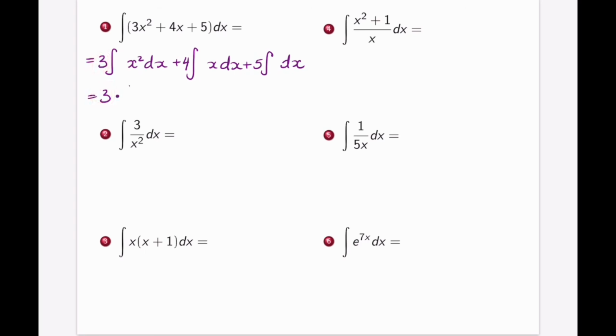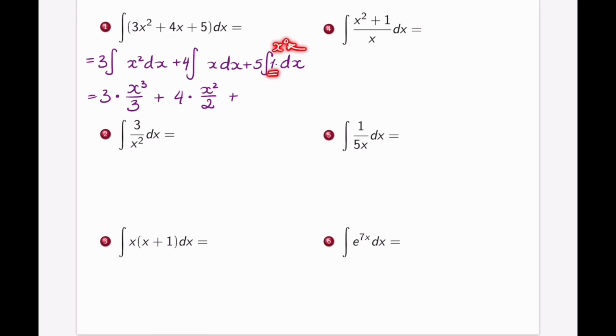So for the antiderivative, I add 1 to the power and I divide by that same number. Plus 4. Now this is also a power rule, and the power here is 1. I add 1 to that number, so it's 2, and divide by that same power. Plus, and what do we have here? Well, there seemingly is nothing there, but really there's a 1 there. And the 1 can be thought of as x to the power 0. So I can also apply the power rule here, although it's a bit of an overkill.